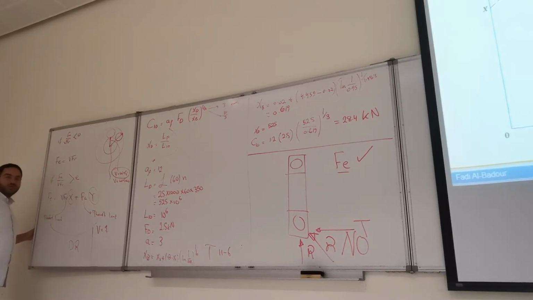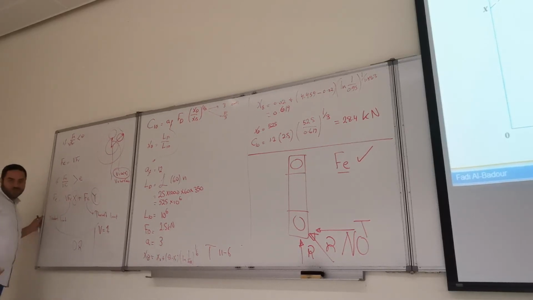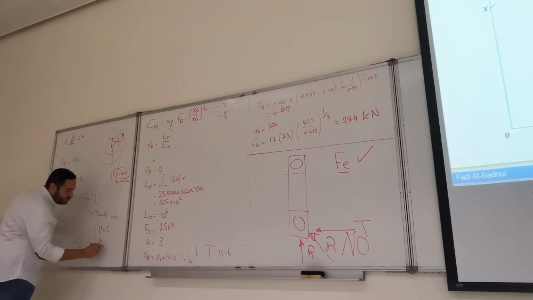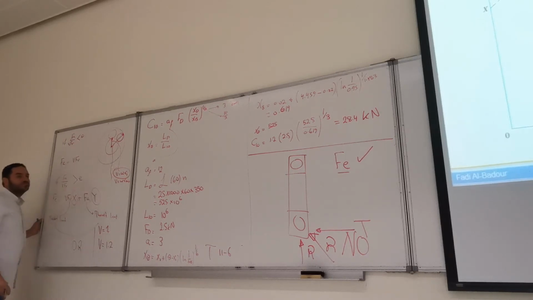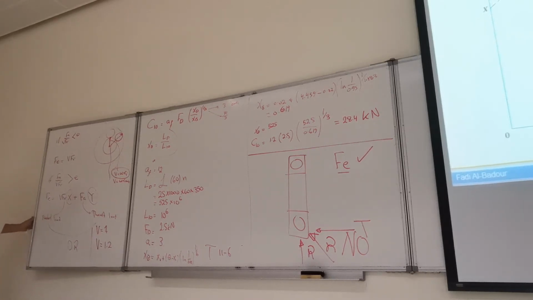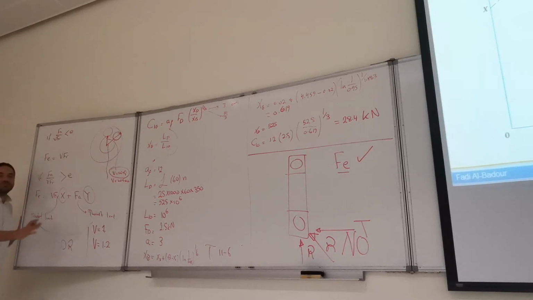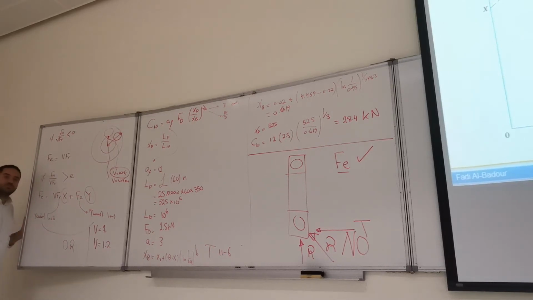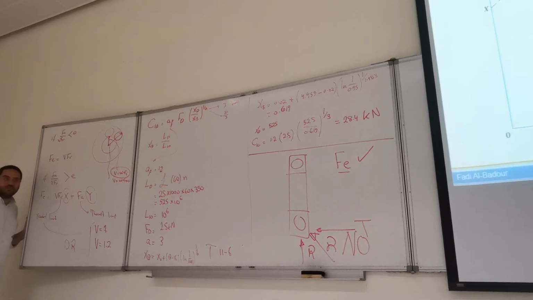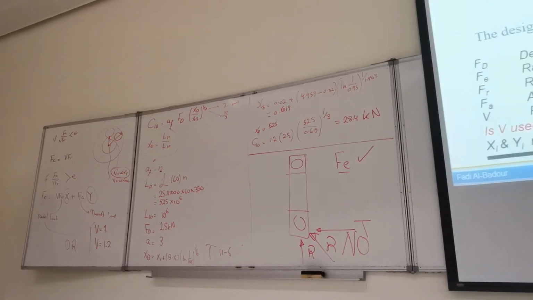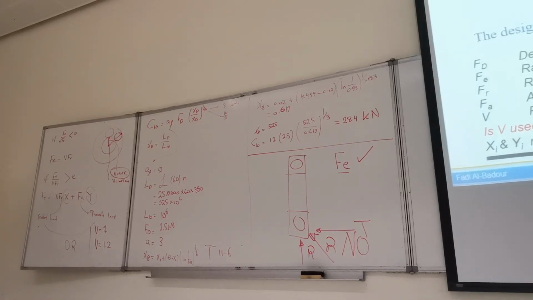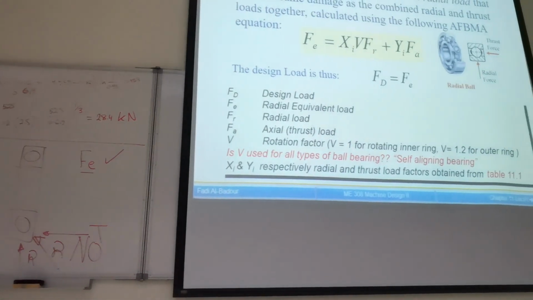V equals 1, not velocity, V the parameter here, if the inner ring is rotating, because we're having the same results as the experiment. V is equal to 1.2 if the outer ring is rotating. Now this applies to all types of bearing except the self-aligning. So self-aligning bearings are excluded. Anybody know the reason?